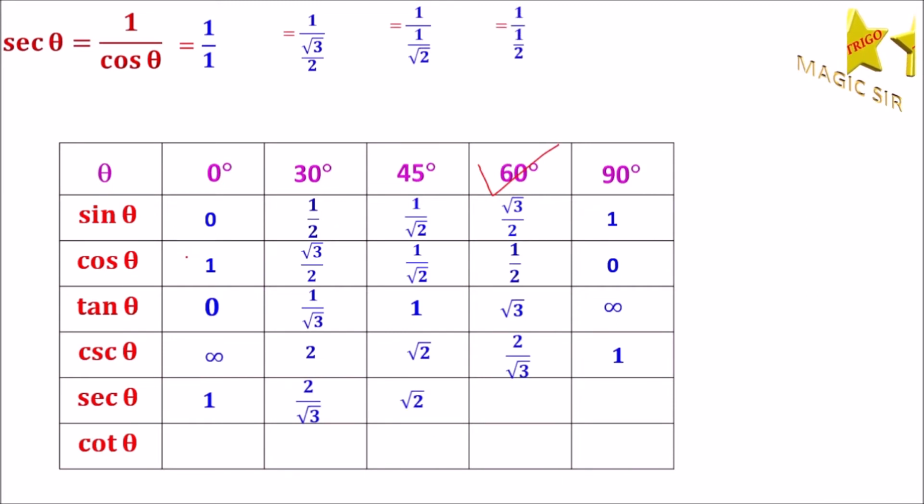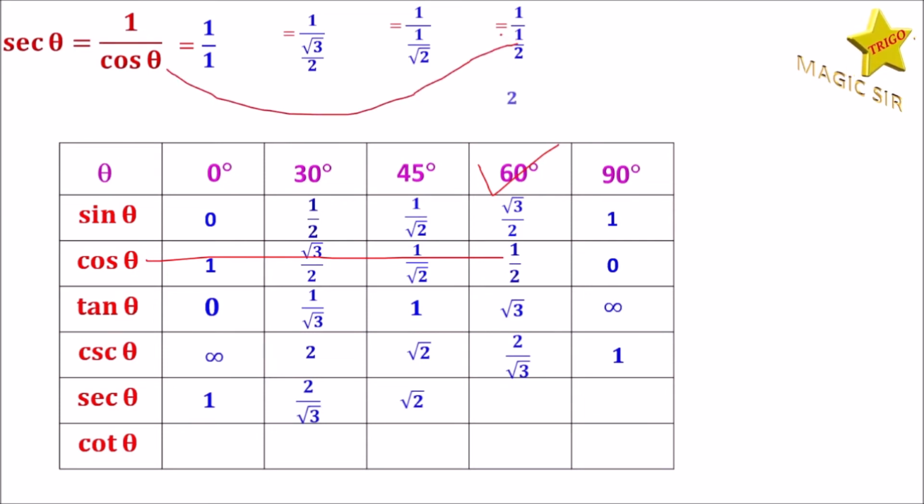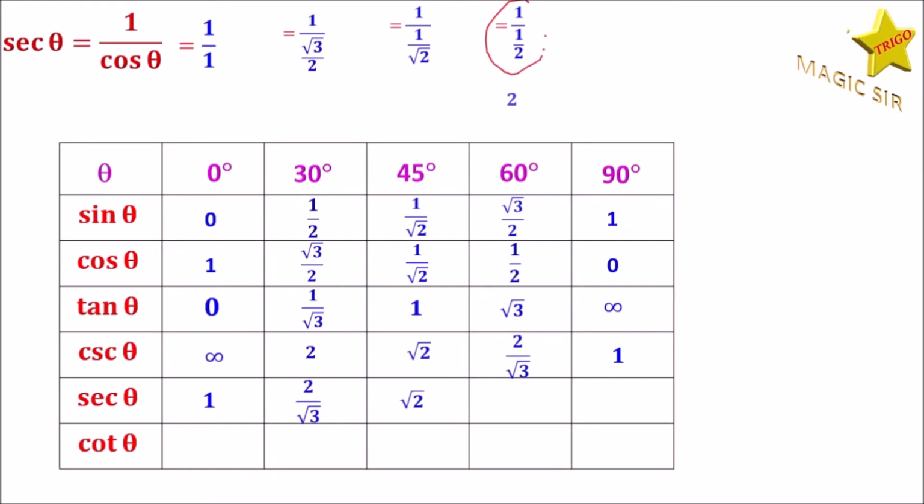For 60 degree, we have cos theta equal to 1 upon 2. So, sec theta is equal to 1 upon 1 upon 2 is equal to 2. So, sec theta is equal to 2. Sec 60 degree equal to 2.